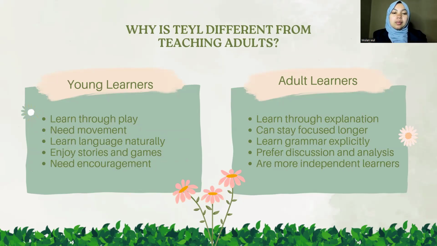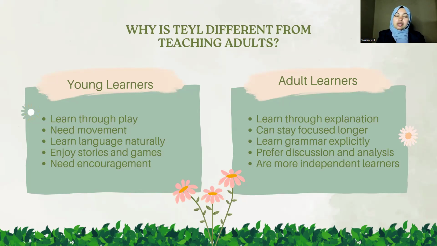Adults are generally able to learn through explanation, grammar rules, and independent study. They can stay focused for longer periods and understand abstract concepts more easily. But young learners learn in a different way. They understand language better when they can see, hear, move, and experience it. They also learn more naturally through interaction and repetition rather than memorization.